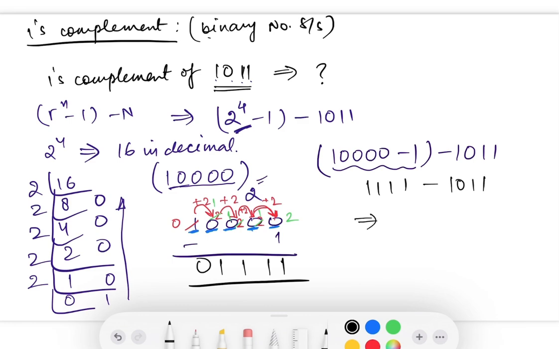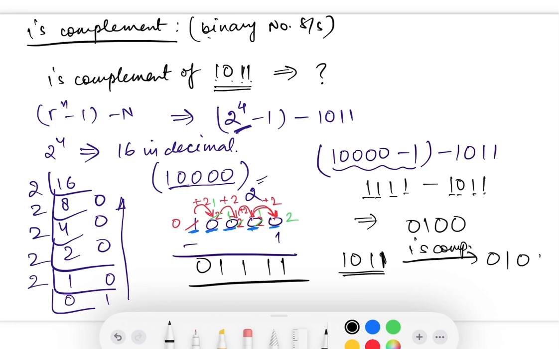So what is the answer? 1 minus 1 is 0, 1 minus 1 is 0, 1 minus 0 is 1 and 1 minus 1 is 0. The 1's complement of this number is 0100.